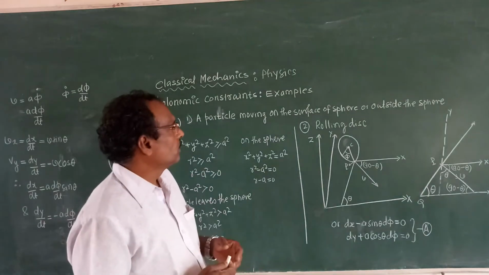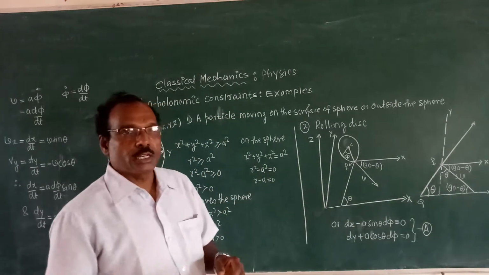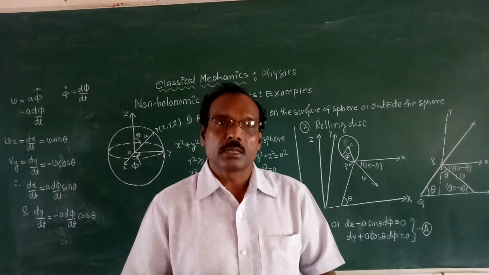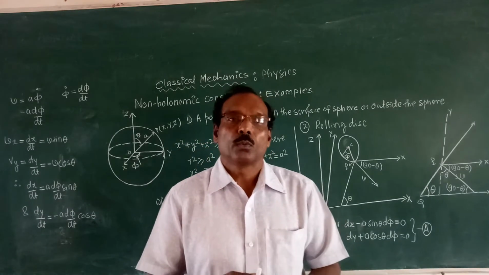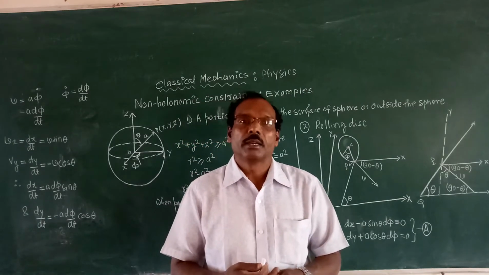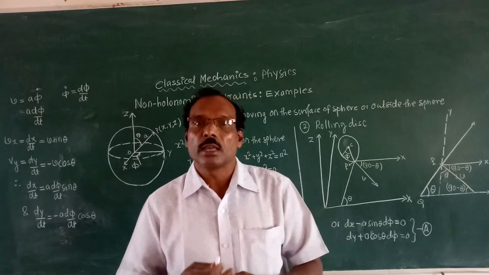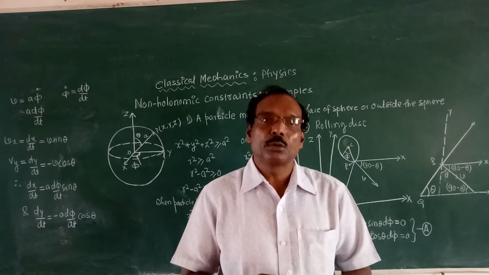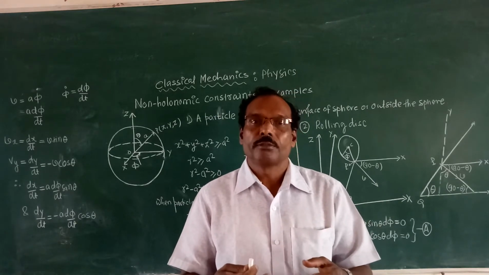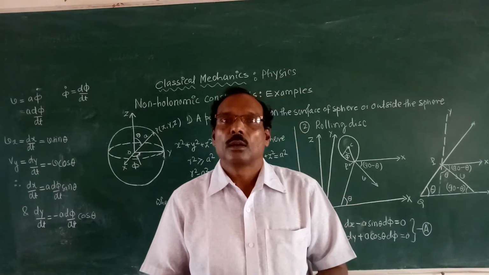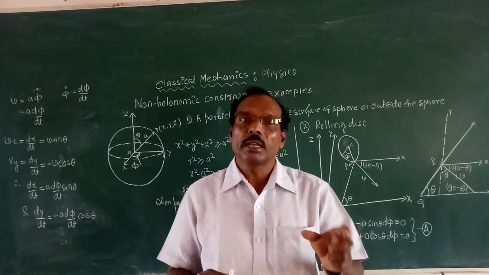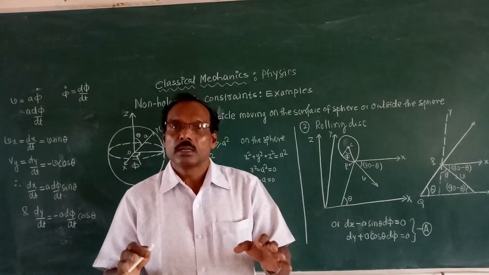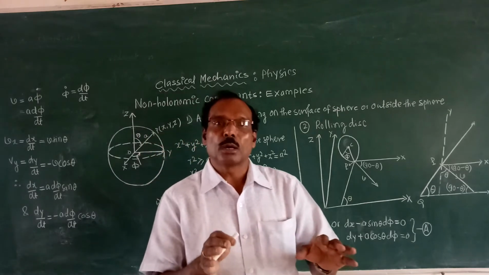The other way this non-holonomic constraint can be defined is: a non-holonomic system refers to a system which can be represented by a non-integrable differential equation. I'll repeat, a system is said to be non-holonomic if it is represented or expressed by a non-integrable differential equation. That is called a non-holonomic system or non-holonomic constraints.